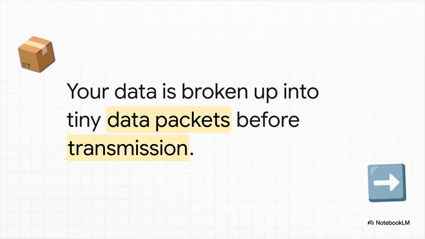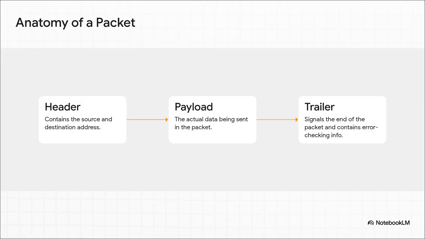Here's a great way to think about it. Instead of trying to ship a whole heavy book, what if you just ripped out every single page, put each page in its own little envelope, and mailed them one by one? That is exactly what your phone or computer does with your photo. And every single one of these little packets is like its own miniature, self-contained parcel. It's got three key parts.